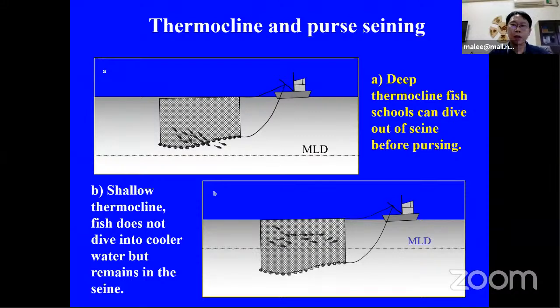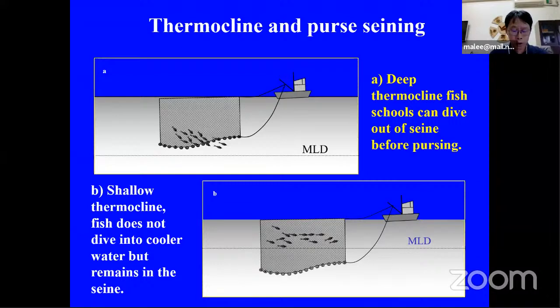Like this slide shows their relation for the purse seine. In the upper panel, this slide shows a deep thermocline. If the thermocline is deep, it means the mixed layer depth is deeper. So the fish school can easily dive out of the purse seine before the purse seine is operating.